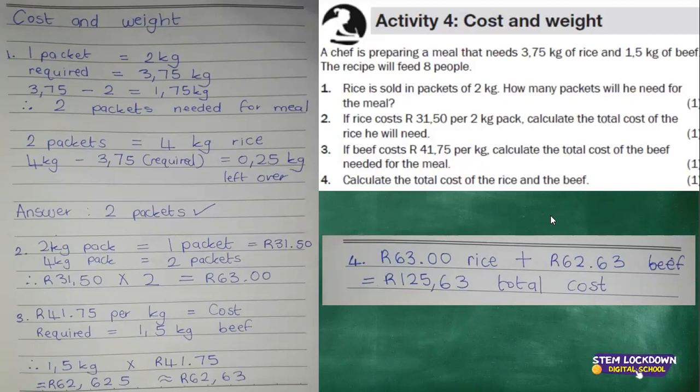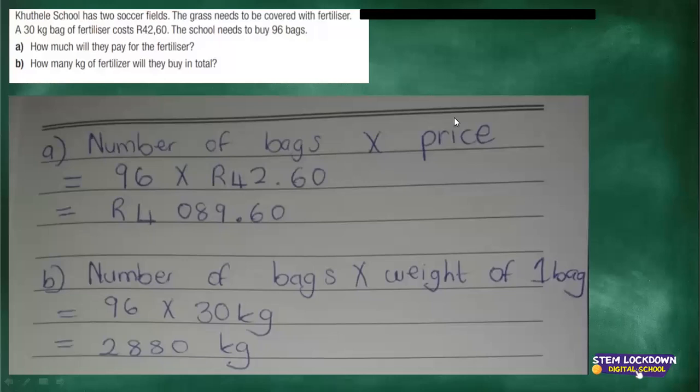Yeah? Next slide. I can see we don't have a lot of time left, so I'll rush to finish through this. Kutela School has 2 soccer fields. The grass needs to be covered with fertilizer. A 30 kilogram bag of fertilizer costs 42 rands 60. The school needs to buy 96 bags. A, how much will they pay for the fertilizer?